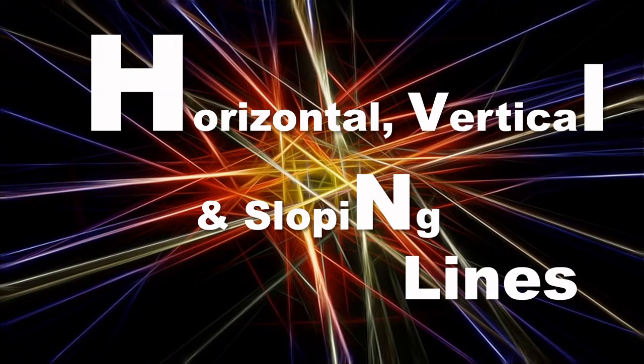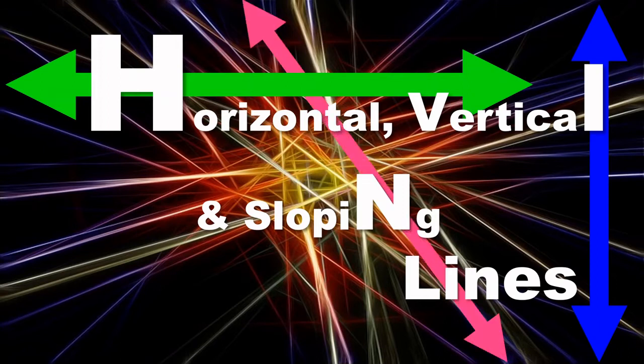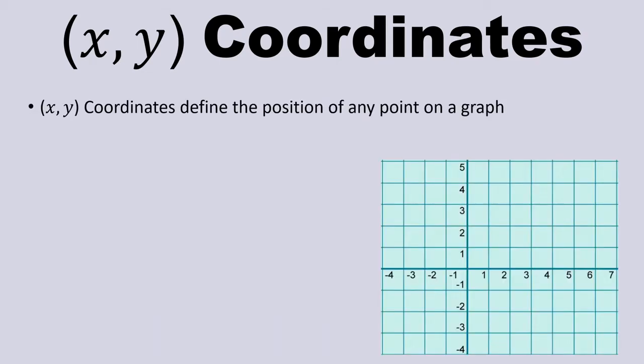My name is Miss Danielson, and today we're looking at horizontal, vertical, and sloping or diagonal lines. Let's get started with coordinates to make sure that you haven't got those confused.